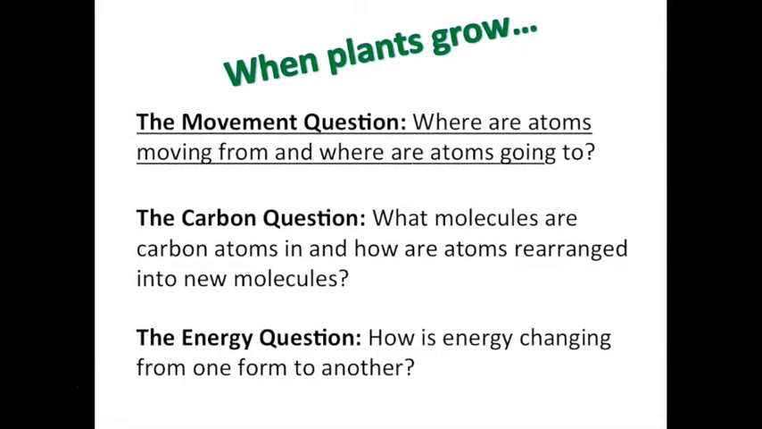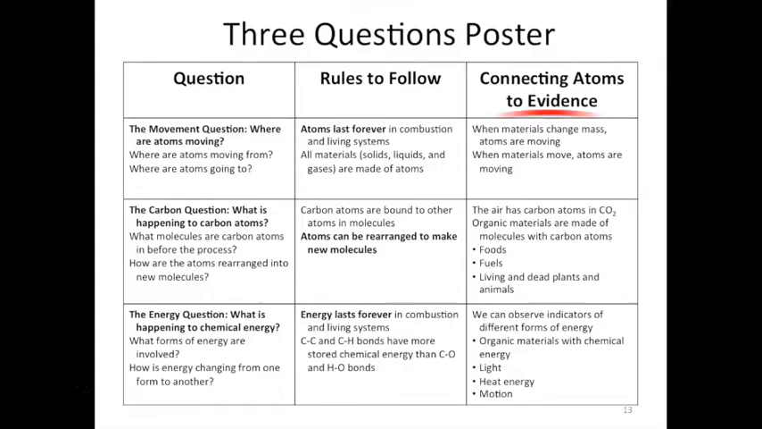Look at the movement question on the three questions poster. Where are atoms moving from, and where are atoms going to? Now look over to the Connecting Atoms to Evidence column. It says when materials change mass, atoms are moving. So in order to figure out where atoms are moving, we'll start by measuring the mass change of our plants. This will help us figure out how plants grow.